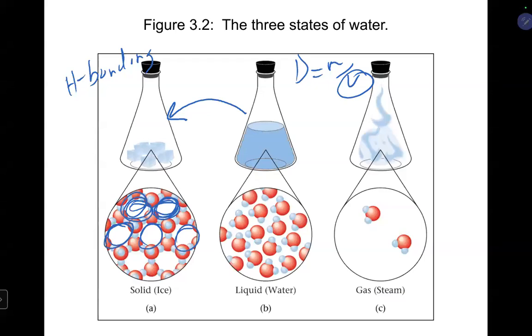By the way, as we go from ice to water to steam, that is all water, right? So that's all the same thing, it's all H2O along the way. There's no real change in what that substance is.